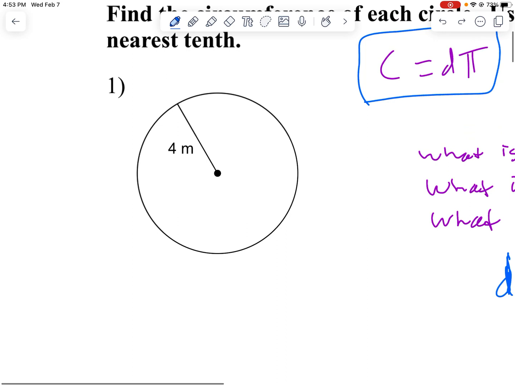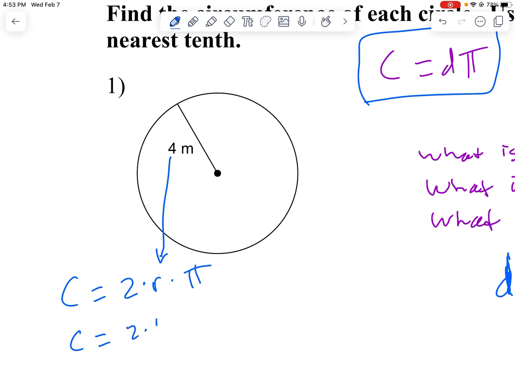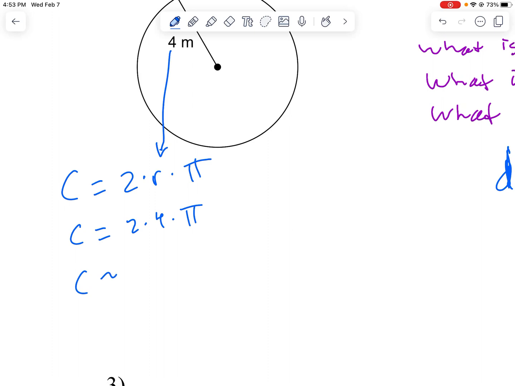So we're going to do number 1 here. We have a radius, and so I'm going to use that. Circumference is 2 times my radius times pi. I'm going to plug in 4 here. So circumference is 2 times 4 times pi. And I can put that entire right side in my calculator and get an approximate answer. So 2 times 4 times pi.